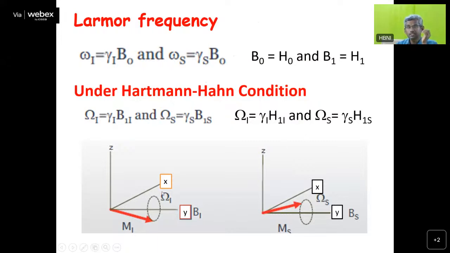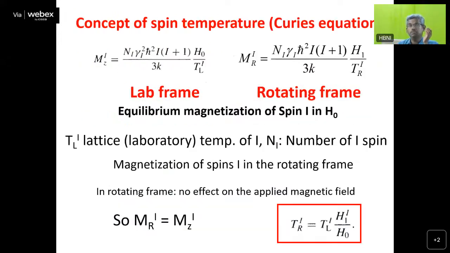So you see, the I vector is precessing at a frequency of Omega I, not omega I, and the S vector is precessing at a frequency of Omega S. So Omega I and Omega S become equal. That is why communication becomes possible. This is what I am explaining vectorially: what the Hartmann-Hahn condition is, what cross polarization is. The frequency has become equal, and as a result, the population can be transferred between the I and S nucleus.